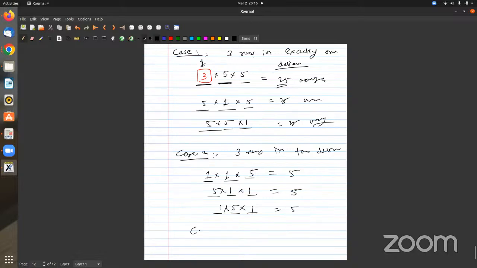Now we go for case number 3, where he can score 3 runs in all deliveries. So all are 1, that is one possibility, 1 way. So the total ways are 25 into 3, which is 75, plus 5 into 3, which is 15, that makes 90, plus 1, 91. Total of 91 ways.